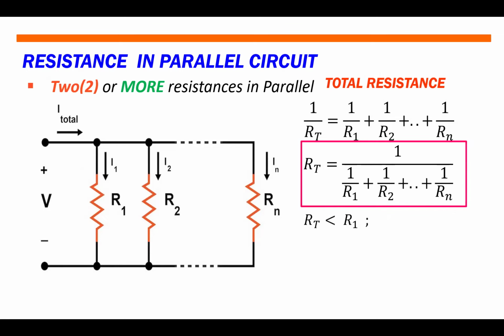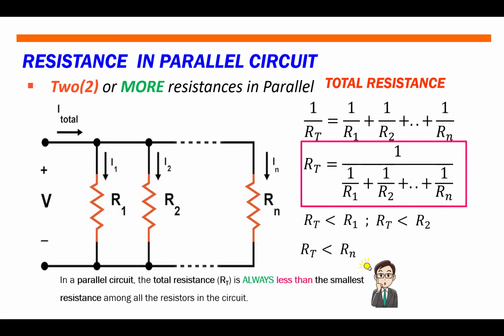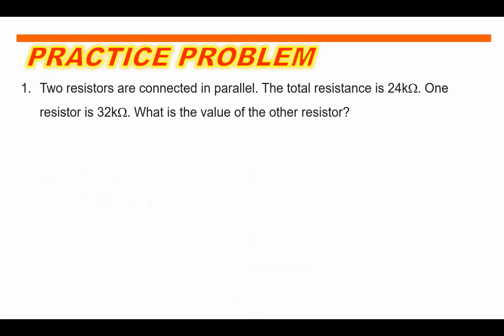So again, the total resistance is less than R sub 1. The total resistance is also less than R sub 2. And also in any values of the resistances in the circuit. Because in a parallel circuit, the total resistance is always less than the smallest resistance among all the resistors in the circuit. So let's say practice problem number 1.